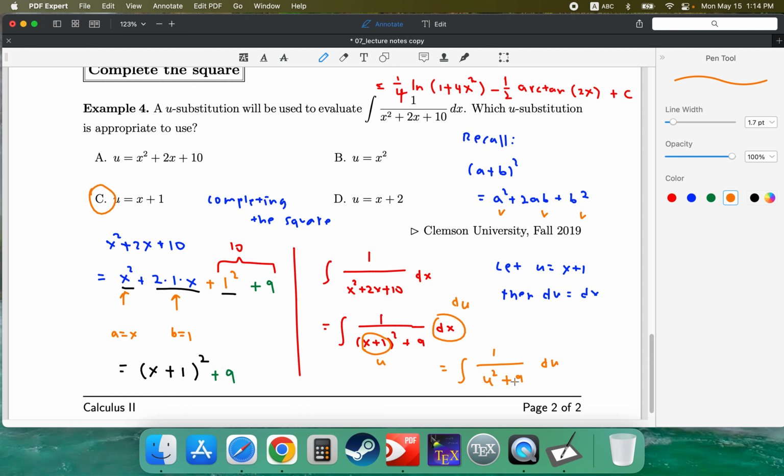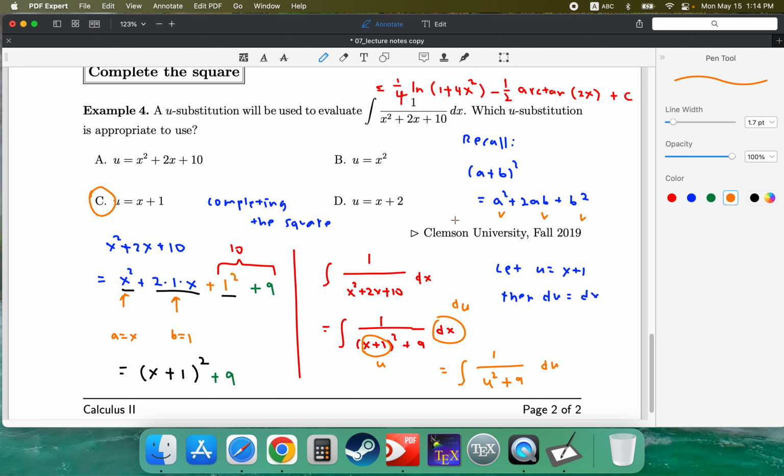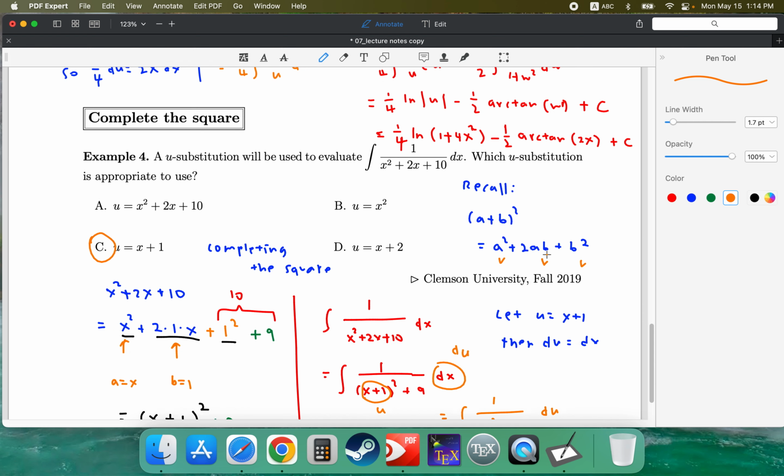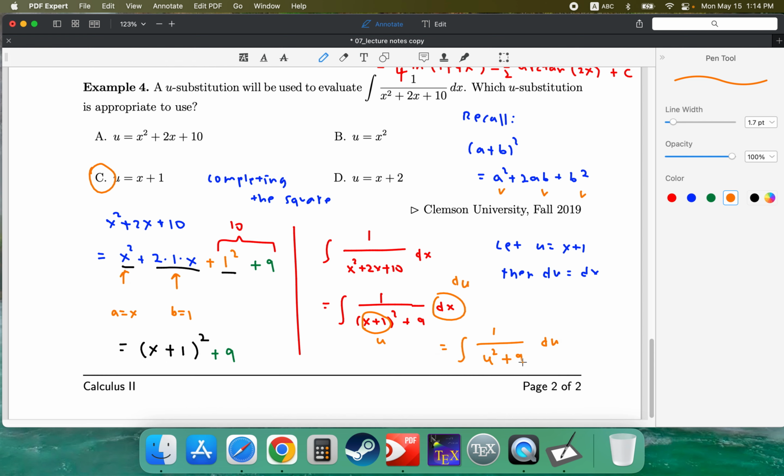Now for this, notice that if you have 1 over 1 plus w squared, the integral of that will be arctangent of w. So the idea right here is to make this 1, so I can factor out 9. You can stop right here, but let's just pretend this is a free response question and we want to finish it. So this is how we proceed. We factor out a 9. So this becomes u over 3 quantity squared plus 1 du.